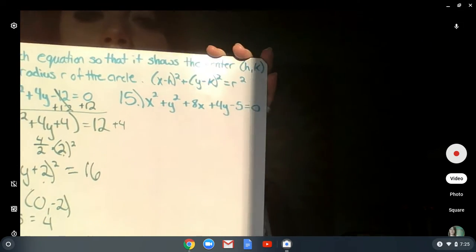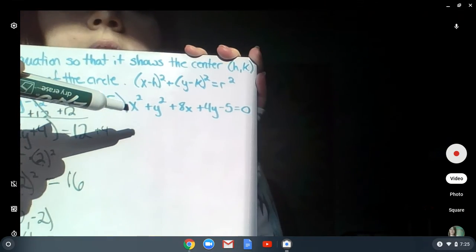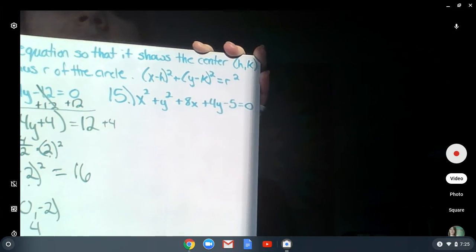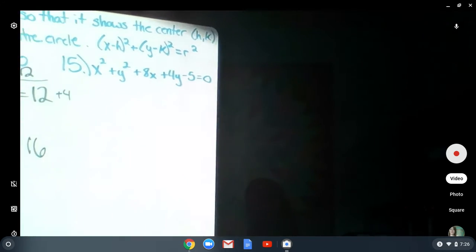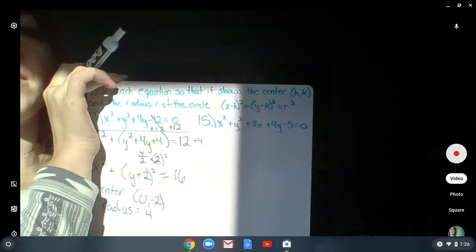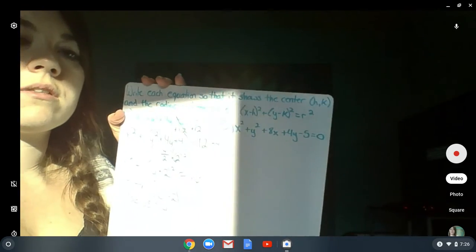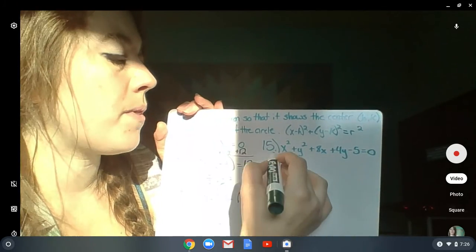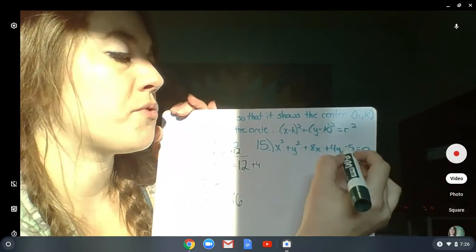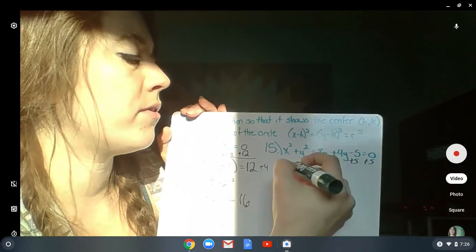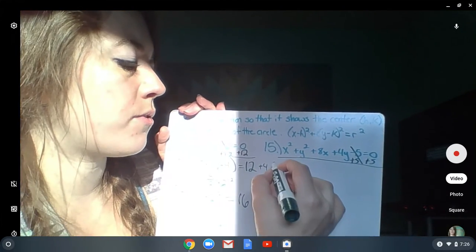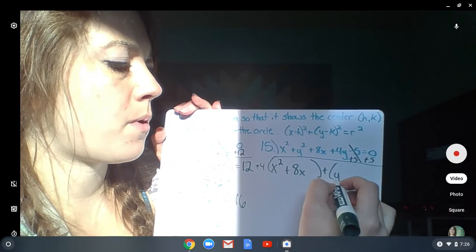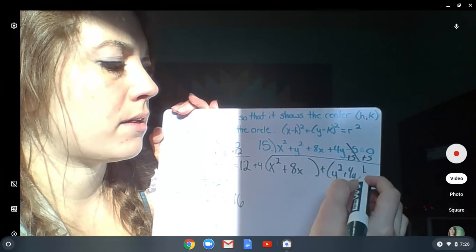All right, the next one. So we have 15 says x squared plus y squared plus 8x plus 4y minus 5 equals 0. So what this means is we have to do completing the square for 2 problems. Okay, so we're going to group the x values, we're going to group the y values, and we're going to move the 5 over. So add the 5 over. That cancels out. So we've got x squared plus 8x plus y squared plus 4y equals 5.